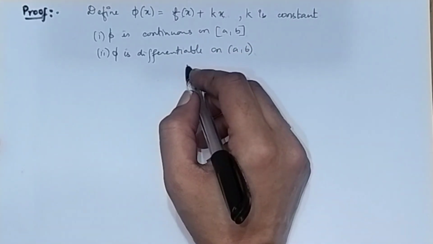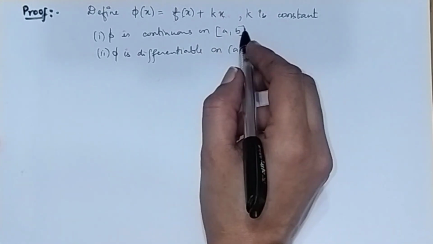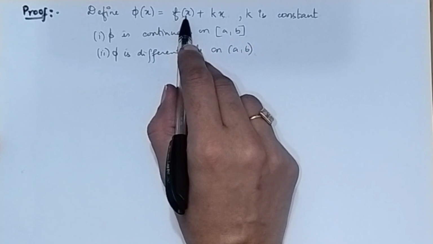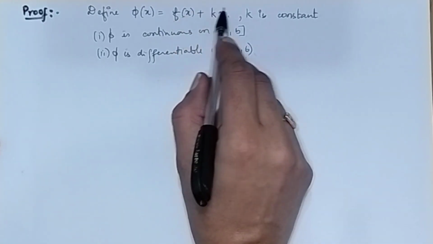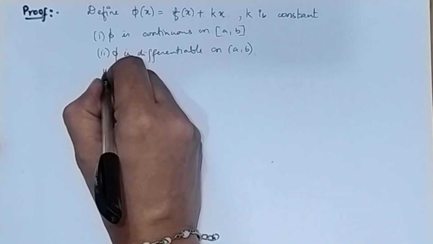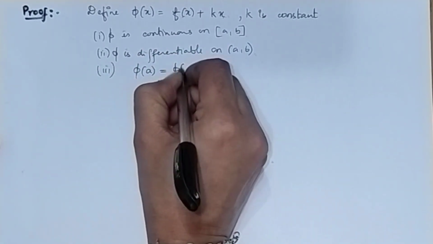Now the third condition of Rolle's theorem is that the value of the function at the endpoints must be equal. This function is defined on the closed interval [a, b]. So the endpoints of the closed interval [a, b] are a and b. The third condition is phi(a) equals phi(b).